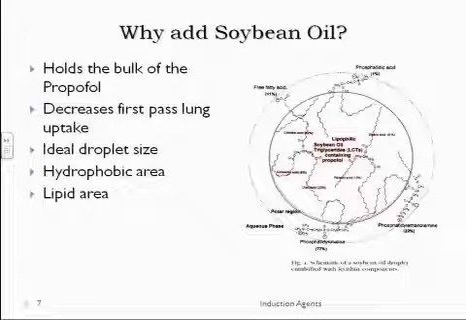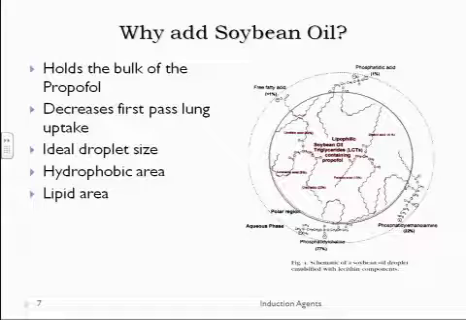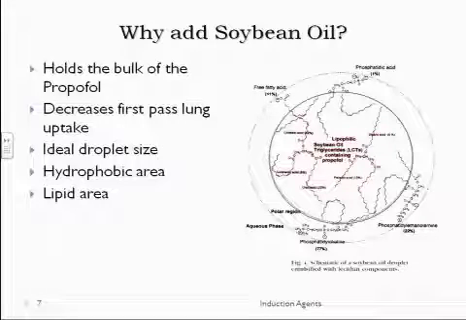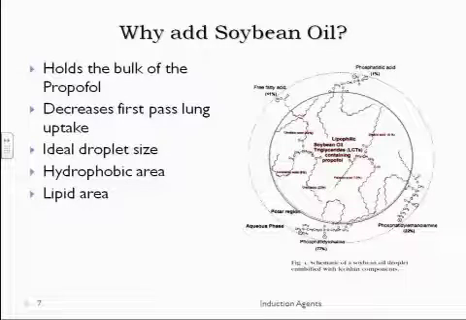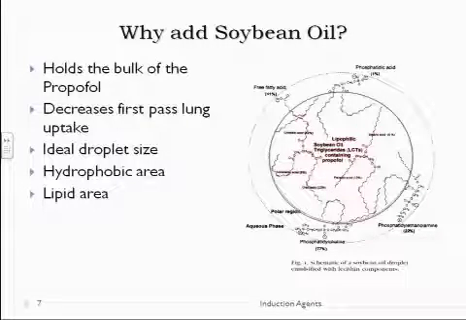And they suspect that is because the soybean oil protects the propofol from being uptaken by the lung on the first pass. The lung really consumes a lot of propofol. Okay? It doesn't metabolize it, but it uptakes it. It pulls it in. So by avoiding that, now you get a better distribution to the brain and get a much better effect. The soybean oil also forms a nice vacuole size appropriately, very quickly. It's considered the hydrophobic area or the lipid area.